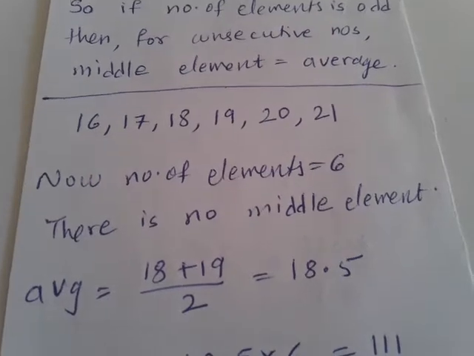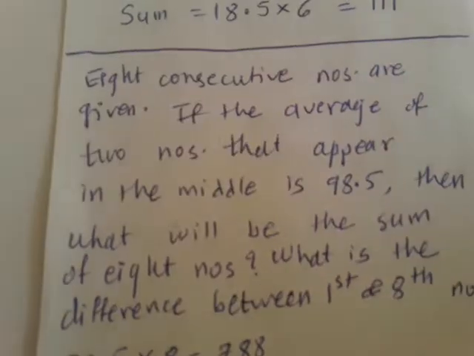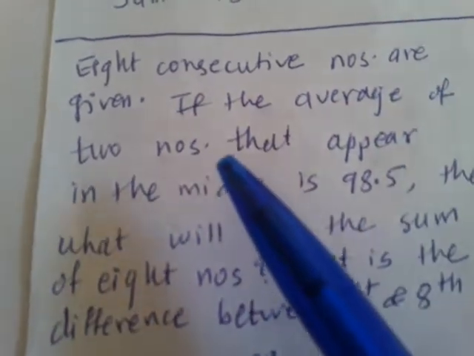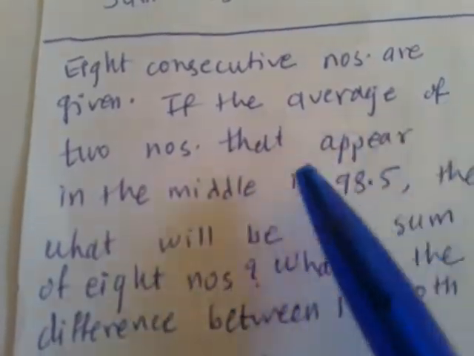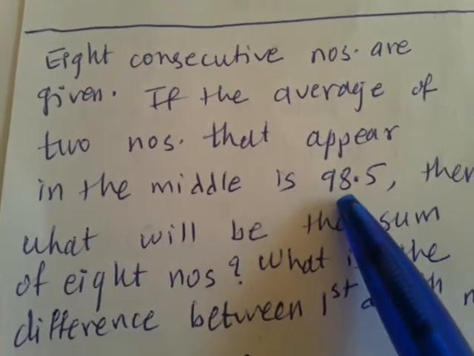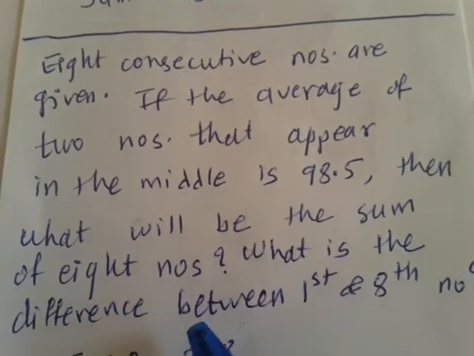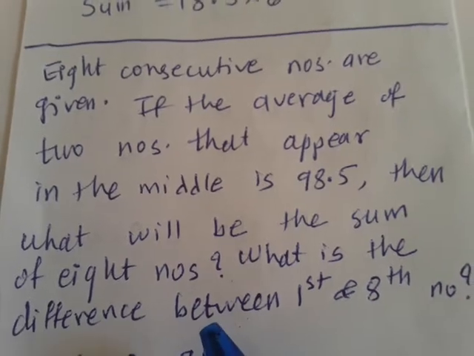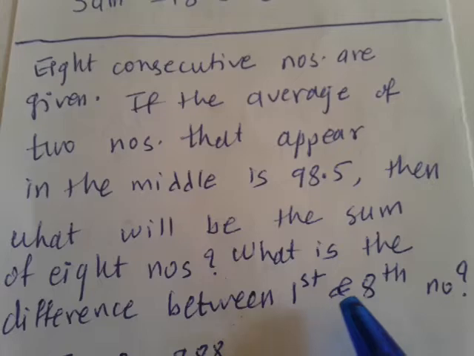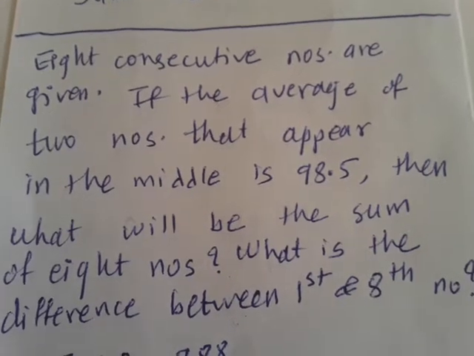Now let's solve examples. 8 consecutive numbers are given. If the average of the 2 numbers that appear in the middle is 98.5, then what will be the sum of the 8 numbers? Or the question can also be like this: what is the difference between the first and 8th number?